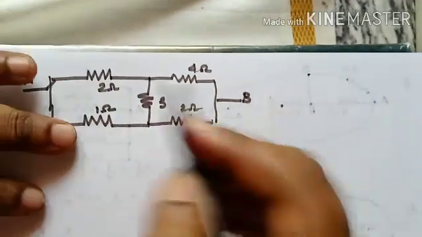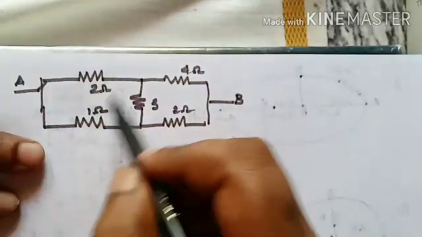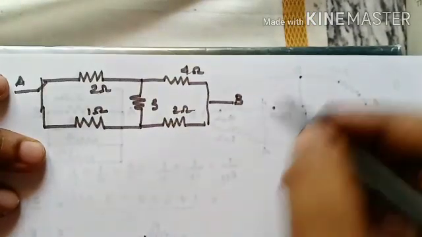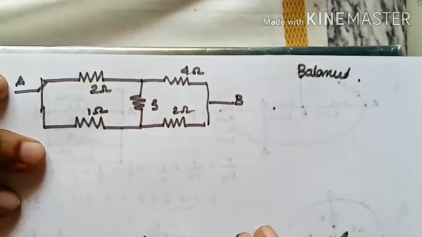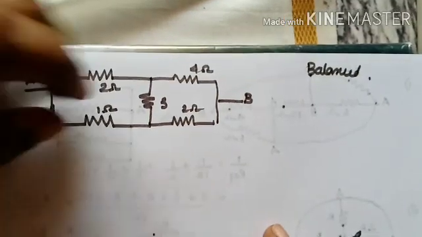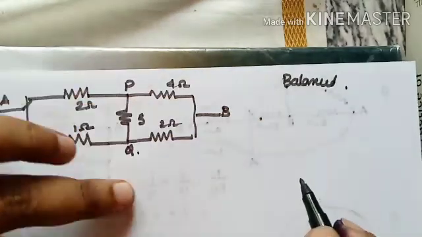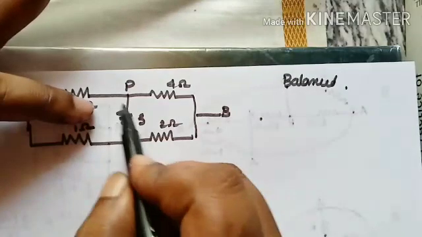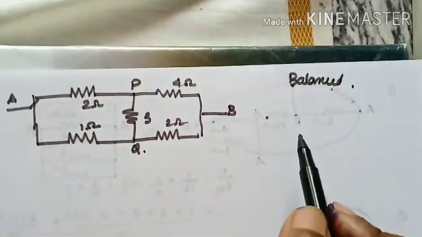How can you say? 2 is to 1, and 4 by 2, 2 is to 1. Both of them have the same ratio, which means I will say this Wheatstone's bridge is balanced. Balanced means these 2 points, suppose this point P and this point Q, have the same potential. Same potential means no flow of current, because current only flows from higher potential to lower potential.